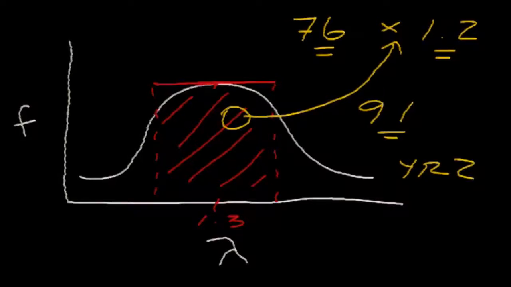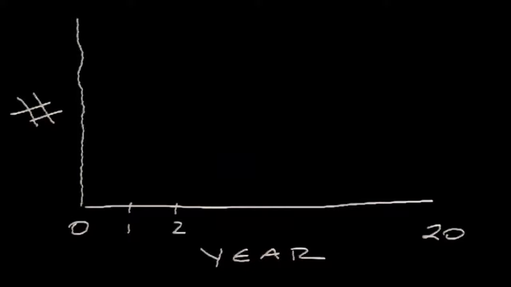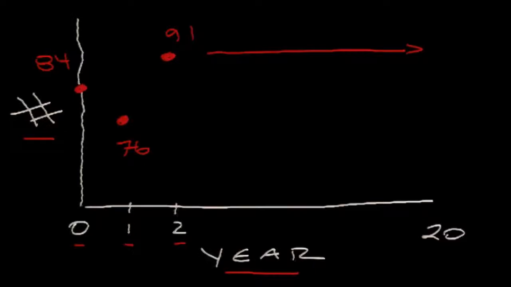So we can plot these data. We can begin to plot them. So here's a graph that has year down on the x-axis and the population size, or the number of individuals, on the y-axis. So at point 0, at our starting point, we had 84 individuals. And as we start to project forward now, at year one we had what? We had a decline. We had about 76 individuals. And then at year two, we had what? We had 91 individuals.